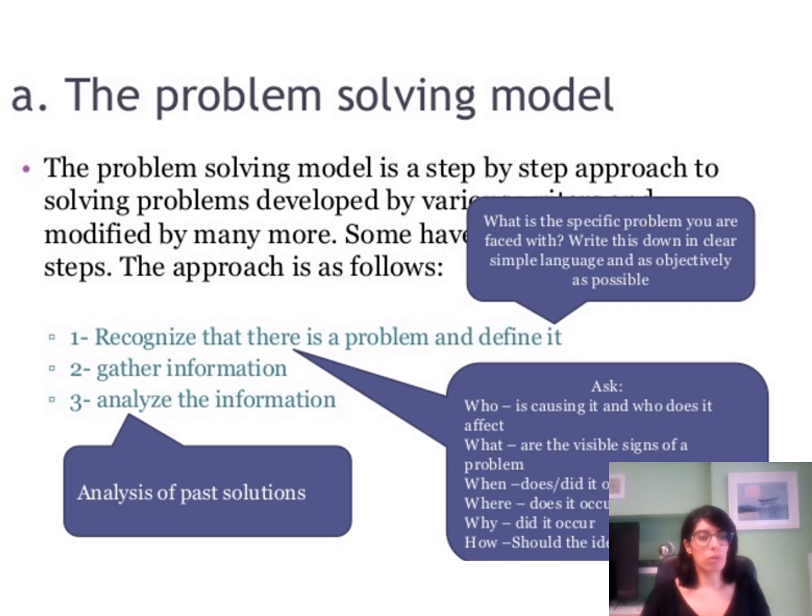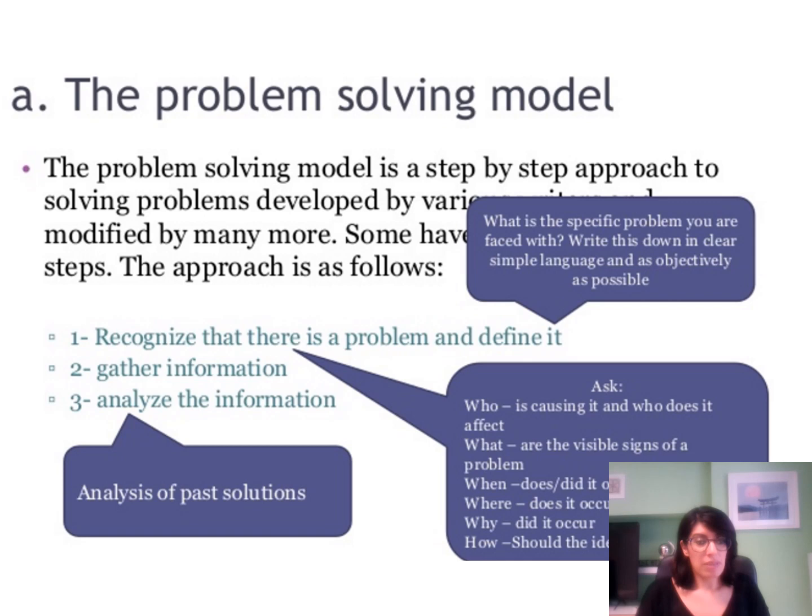So a problem-solving model is really a step-by-step approach to solving a problem, which means that you have a structure to follow when you come to solving a problem. So the first thing to do is to recognize that there's a problem and understand what that problem is. So you will ask, who is causing the problem and who will the problem affect? What are the visible signs that there is a problem, i.e. where's the evidence? When does it happen? Where does it happen? Why does it happen? And how does it actually happen?